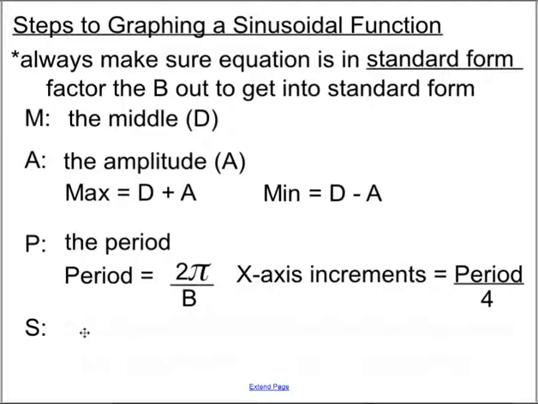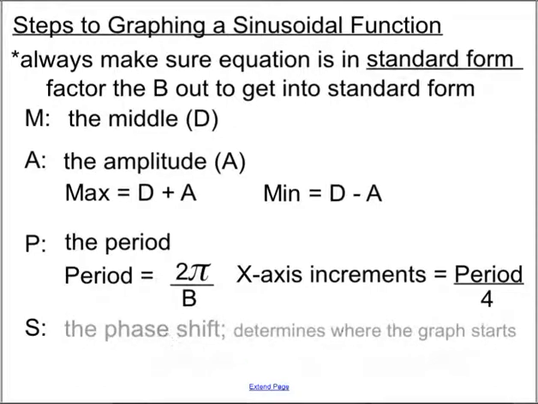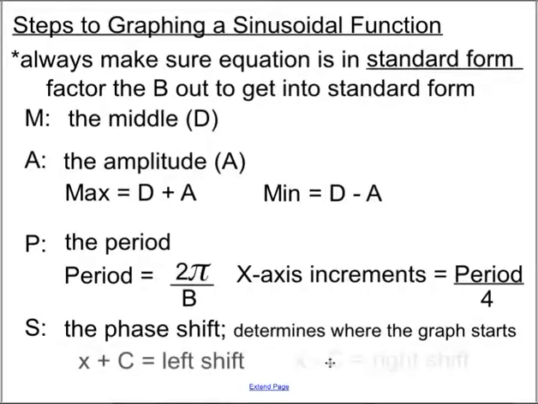And then the last step to graphing will be determining your phase shift. This also will determine where the graph starts. If you have an x plus c, you will shift the graph left. If you have an x minus c, you will shift the graph to the right. It's a little backwards thinking, but it's because it's x minus, and if you subtract a negative, it turns into a plus. And so x plus c is to the left, x minus c is to the right.